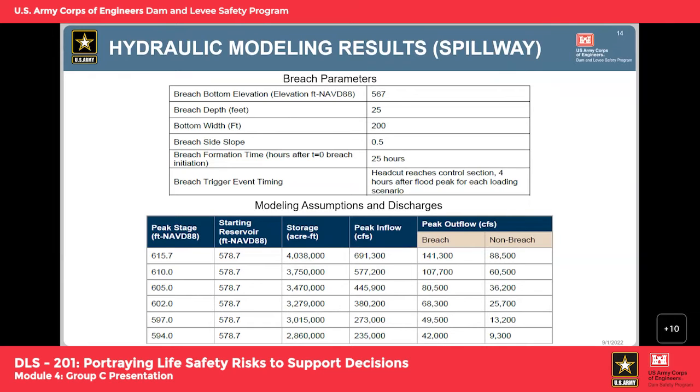The peak breach outflow was not significantly greater compared to the non-breach scenarios for this failure mode. You can see the incremental flow released from the dam varies for the different pool elevations, but was generally between 33,000 CFS for the 594 peak pool, and then upwards of 53,000 for the 615.7 peak pool, which is the top of dam. So, relatively small incremental releases from the dam due to this failure mode. Next slide.